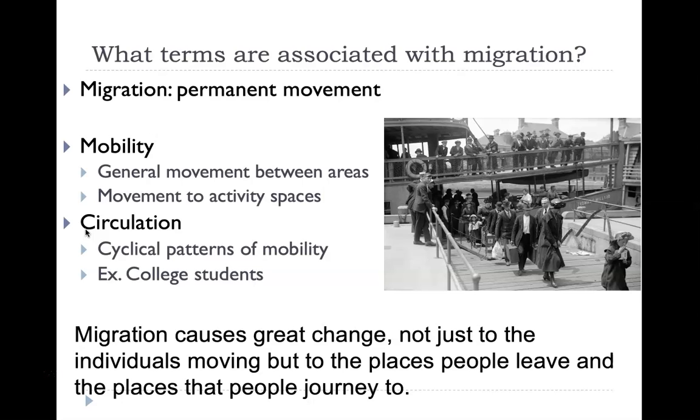And then we have circulation, which looks like migration, but is really more of a mobility piece. And that is a cyclical pattern of mobility, right? For example, college students, right? There's a cycle that happens. They go to college in the fall, they return home in the spring, right?